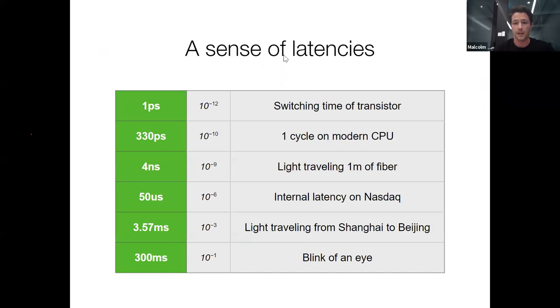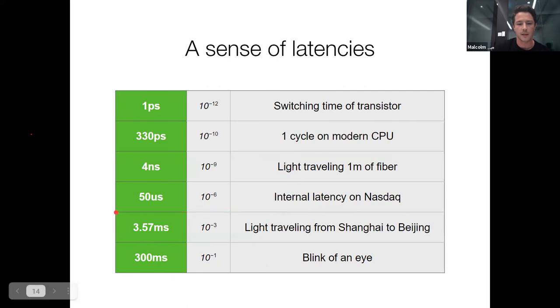So how fast do we need to be? This slide is a little bit of an aside. It's just some different time scales. The smallest unit here, we've got picoseconds, which is, according to Wikipedia, the fastest switching time of a transistor. Above that, we've got hundreds of picoseconds, which is about one cycle on a modern CPU. Single digit nanoseconds is about light traveling on a fiber optic cable a few meters. 50 microseconds would be the internal latency of the NASDAQ. Single digit milliseconds is about the time it takes for light to travel between Shanghai and Beijing, for example. And a blink of an eye is about 300 milliseconds.